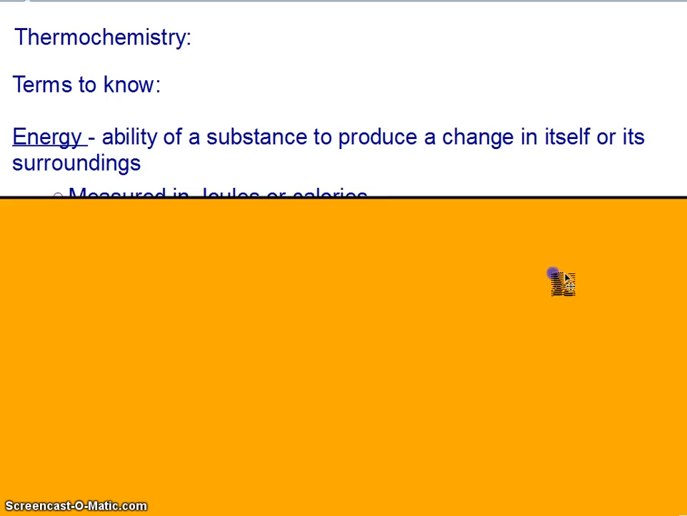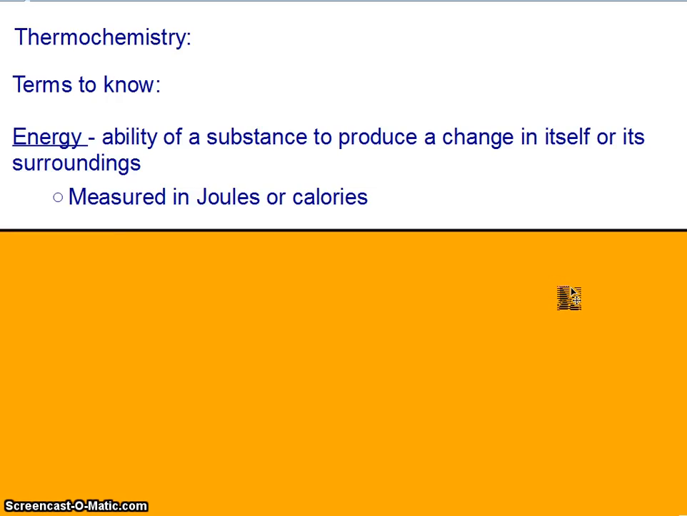All right, so first of all, what is energy? Energy is the ability of a substance to produce changes in itself or in its surroundings. And we measure energy in either joules or calories. So the correct scientific unit is joules. Calories is a common one that you may be familiar with. Of course, you're not familiar with calories little c like scientists use.